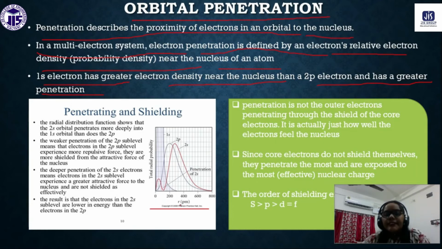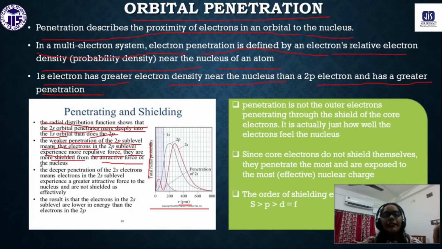Along the x-axis this is the radius r, and along the y-axis is the probability of finding the electrons. Now the radial distribution function shows that the 2s orbital penetrates more deeply into the 1s orbital than does the 2p. The weaker penetration of the 2p sublevel means that the electrons in the 2p sublevel experience more repulsive force, and they are more shielded from the attractive force of the nucleus.